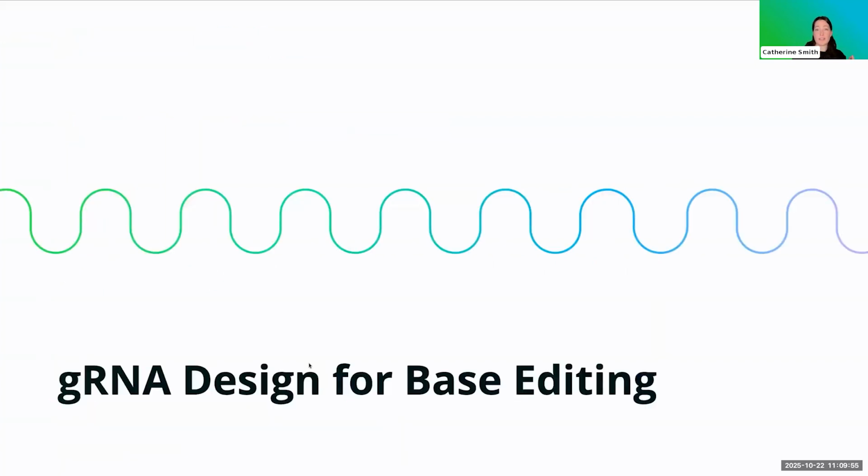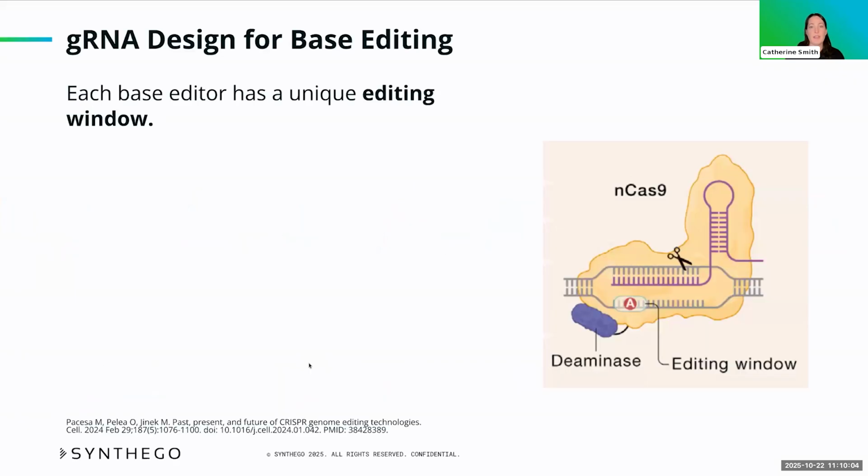Designing guide RNAs for base editing has a lot of overlap with designing guide RNAs for other CRISPR applications. However, there is one additional factor that you'll want to keep in mind. And this factor is the editing window. The editing window is the stretch of sequence that is the most accessible for base editing when the base editor complex is bound to the target site. The size and position of the editing window is unique to each base editor, and that is something that you will want to account for when you're doing your guide design.